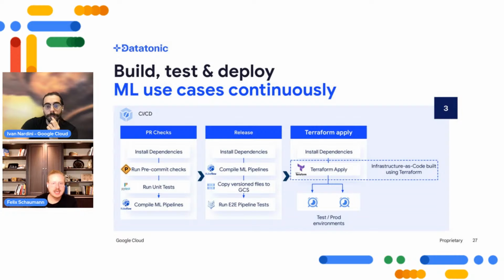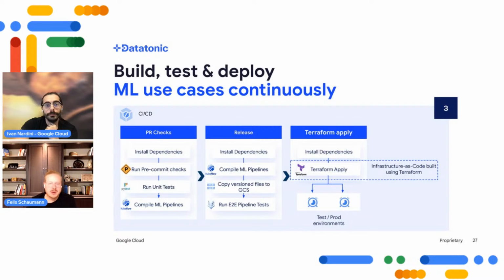And then the release will actually make sure that you can take your machine learning pipelines from one environment to the next one. So we will again install the dependencies, we compile the machine learning pipelines, and then most importantly, those machine learning pipelines, you can think about them as a text file at this point. You can actually upload them in a versioned manner from one environment to the next one. And this could be, for example, from your sandbox environment to your test environment. And then after uploading them to the new environment, you would actually run them end to end to ensure that they are actually running as expected.